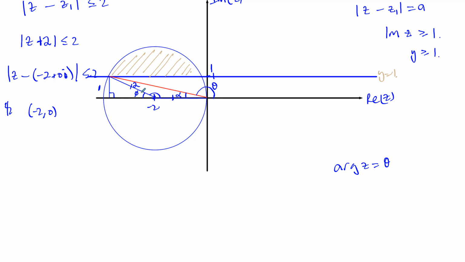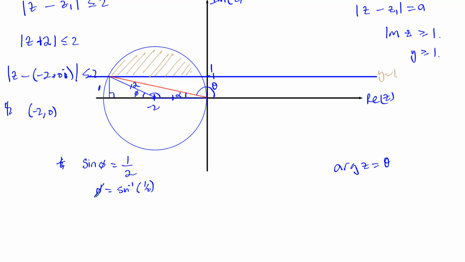So to find this angle here, I have a right angle triangle, I have the opposite, I have the hypotenuse. So I can say that the sine of the angle phi is equal to opposite over hypotenuse. So phi is equal to inverse sine of a half.